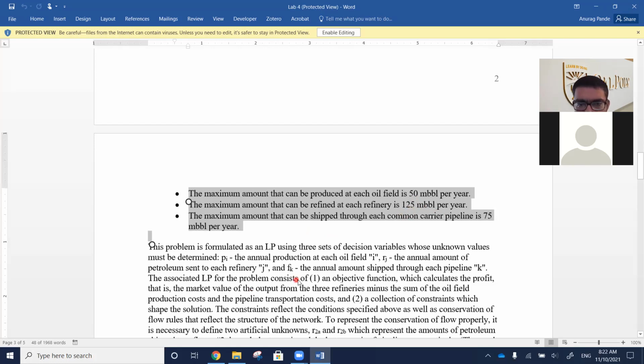And then F_k is the flow amount, the annual amount that can be shipped through each pipeline. So you have constraints on F1, F2, F3, and F4. Each of them individually has to be less than or equal to 75.